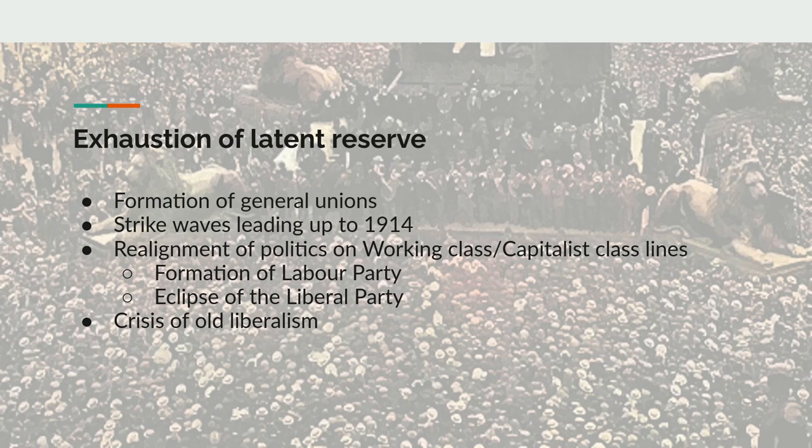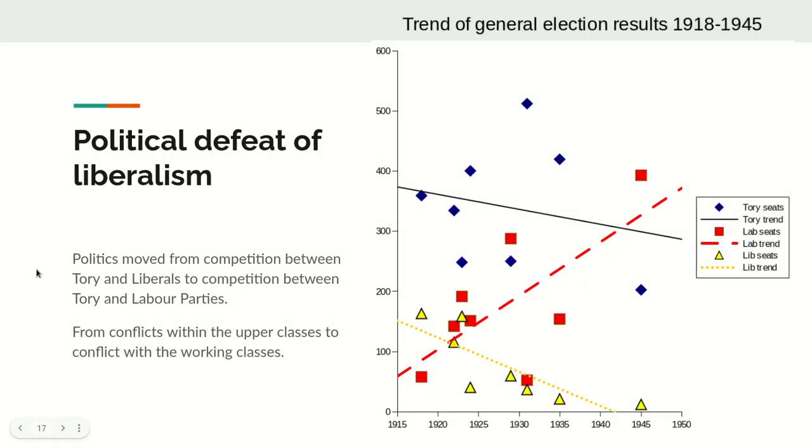So long as there was a mass inflow of new workers, it was not possible to organise politics on class lines. But with the start of the 20th century, you got the formation of the Labour Party and the eclipse of the Liberal Party, so that you got a crisis of the old liberal order. You can see this in a graph here showing the number of seats held at successive 20th century elections between 1915 and 1950. And the trend line shows that the Labour Party rises, the Liberal Party goes down to extinction.